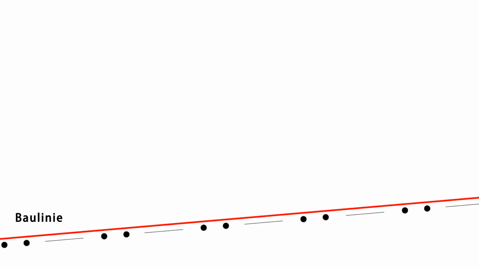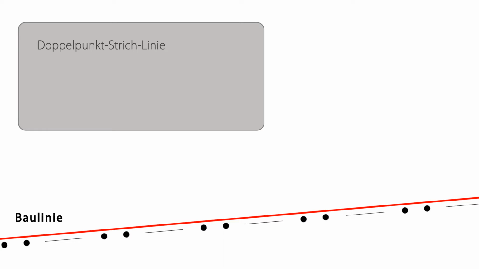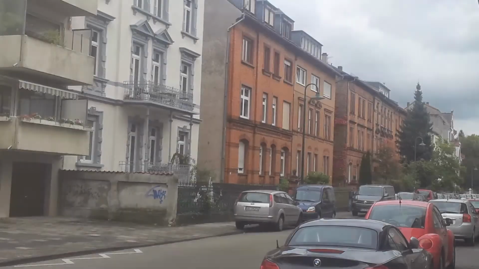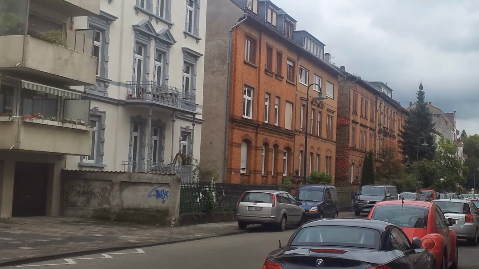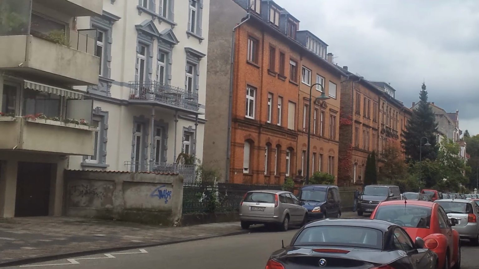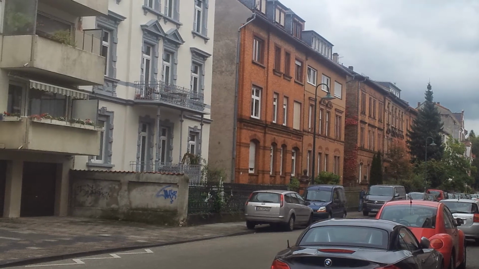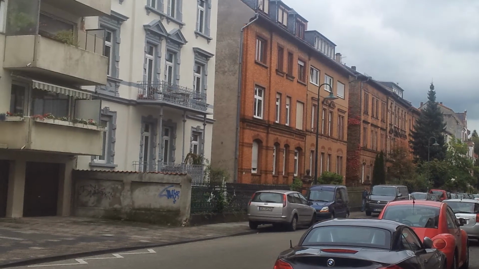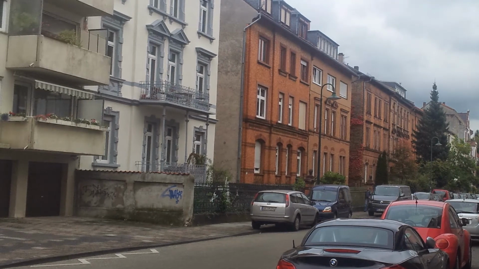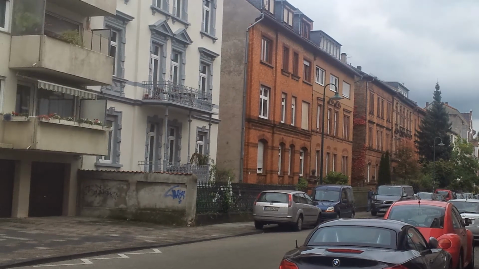Baulinien are represented with a double dot dash line in a Bebauungsplan and also with a solid red line. The graphic representation on a Bebauungsplan is regulated in the Planzeichenverordnung, or Plan-ZV for short. This picture shows a concrete example of a Baulinie. The Baulinie is one of the oldest instruments in building legislation and was already used in Fluchtlinienplänen in the 19th century. Here you can clearly see how the buildings have been built evenly along the Baulinie.